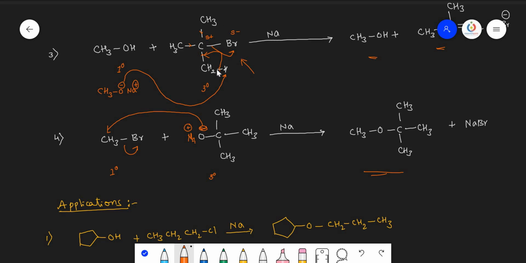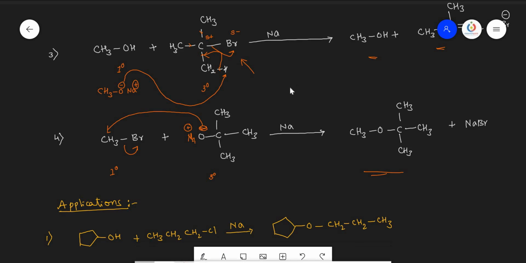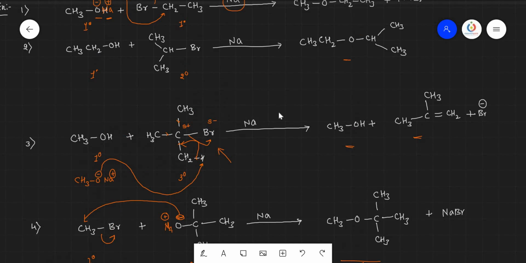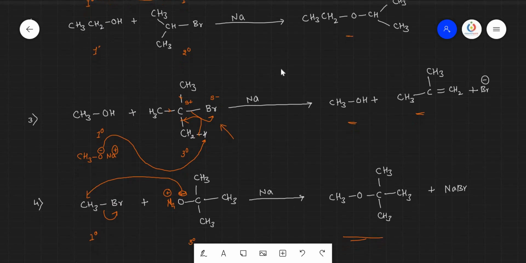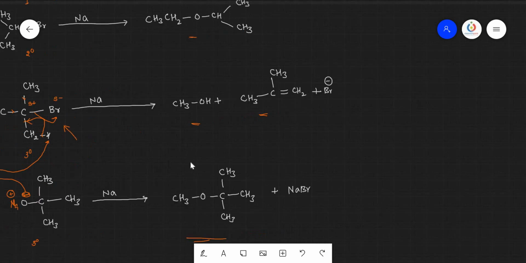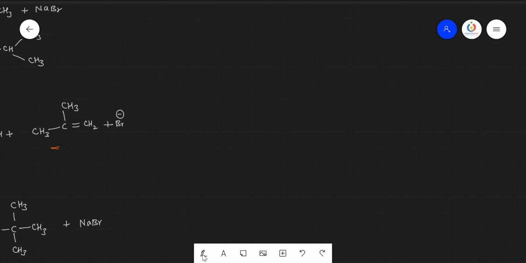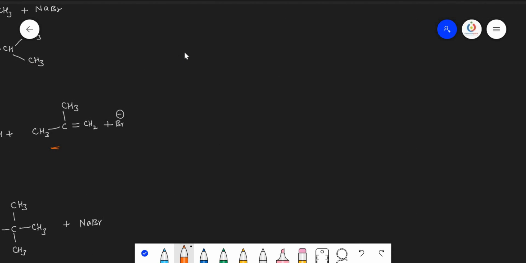So the tertiary alkyl part must not be the part of the alkyl halide, it must be the part of the alcohol. Then only we get this type of ether. Then one more question. I just now said that we should not consider the vinyl. I'll show you one important thing, that is CH2 double bond CH, bromine or chlorine or whatever it may be, with some sodium alkoxide or sodium methoxide, and this reaction is not possible.